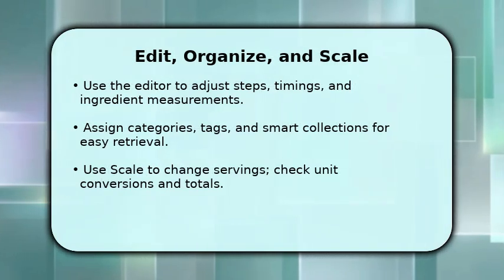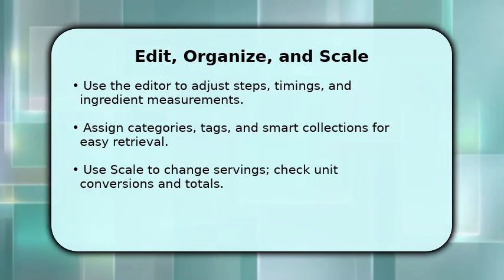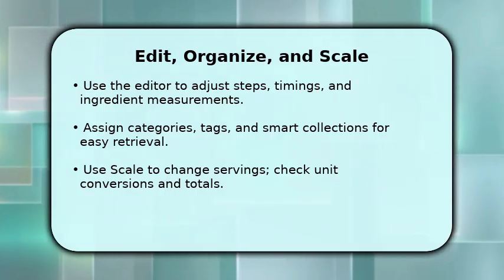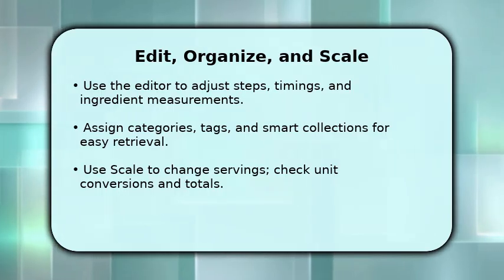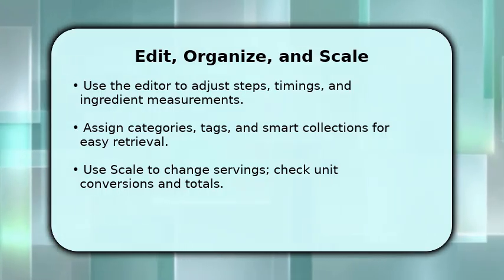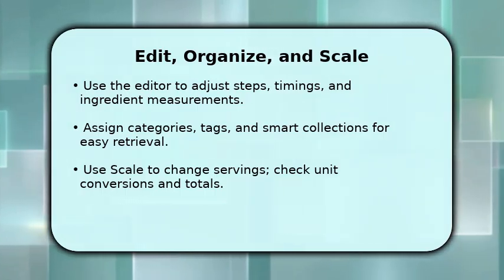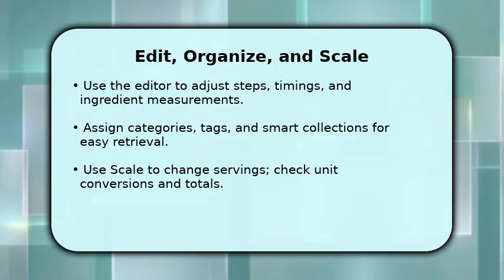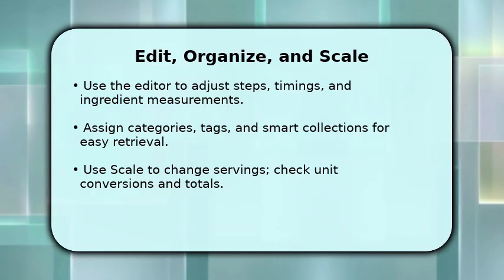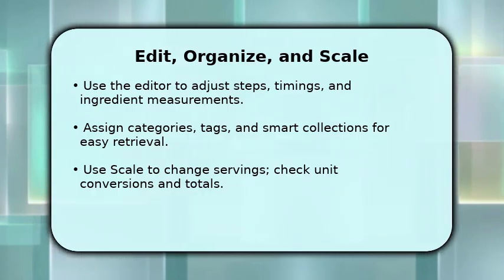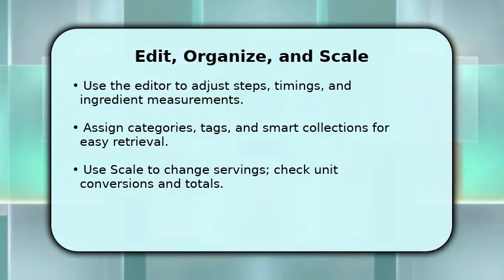Next, edit and organize each recipe to make it usable. You should clean up ingredient lines and rewrite steps into clear, numbered instructions so cooking flows smoothly. This helps timers and shopping lists later. Assign categories, tags, and smart collections to surface recipes by meal or diet. When scaling servings, use the scale function and verify unit conversions to avoid mismeasured spices or liquids. These middle steps turn raw imports into reliable, repeatable recipes you'll actually cook.